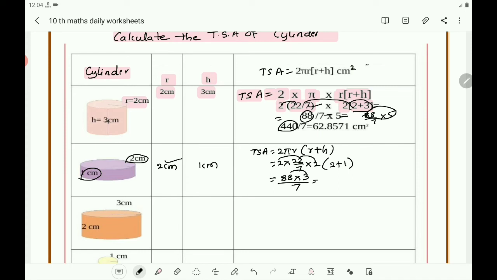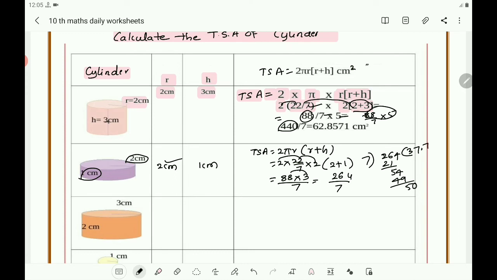And 88 into 3, 8 3s are 24 plus 2, 26, so 264 by 7. Then you divide 264 by 7. 7 3s are 21. 5 is remaining. 5 4. 7 7s are 49. 5 is remaining. Put 0 and take the decimal point here.